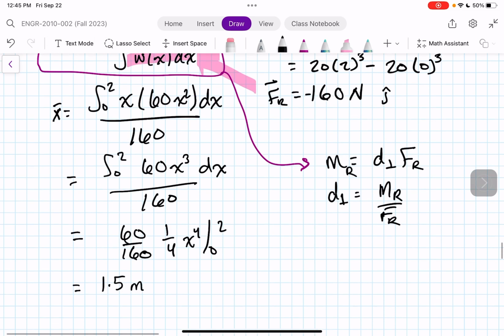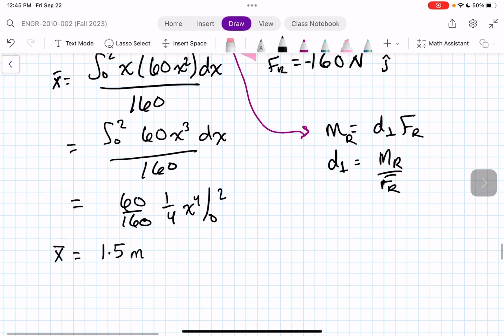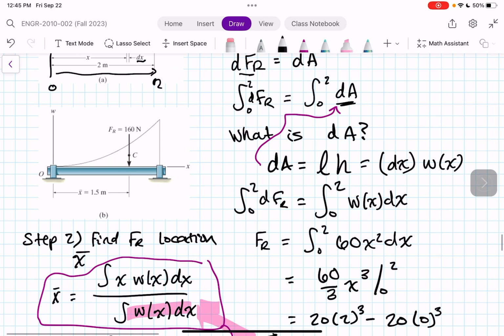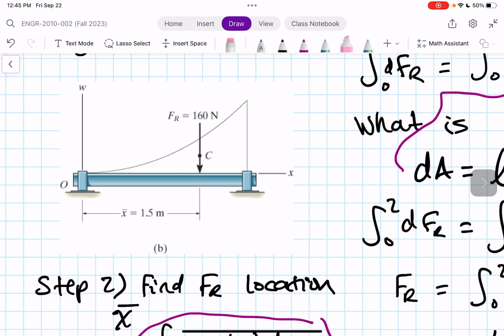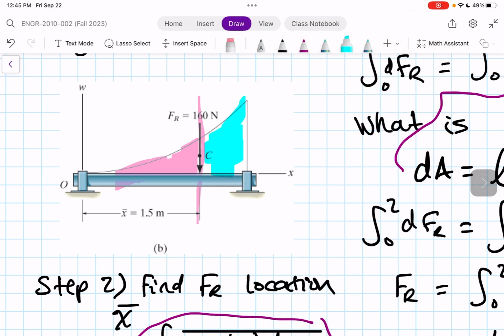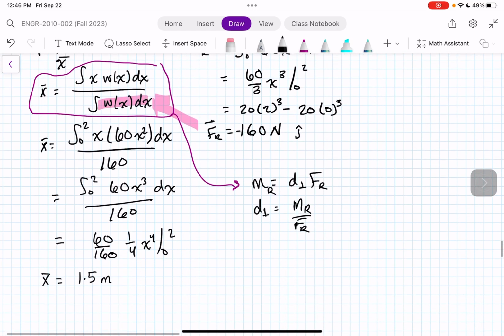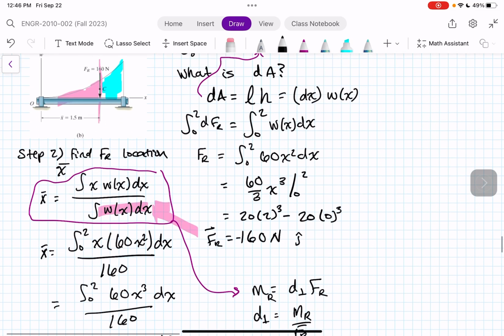All right, and now the last thing to do is check our answer to see if it makes sense. 1.5 would be located right here, as we can see in this diagram. This is probably proportionate for what's on this side of the resultant force to this side, so I would say this value makes sense. All right, and that's how you do distributed loads with a function.